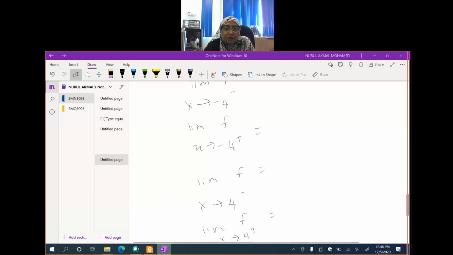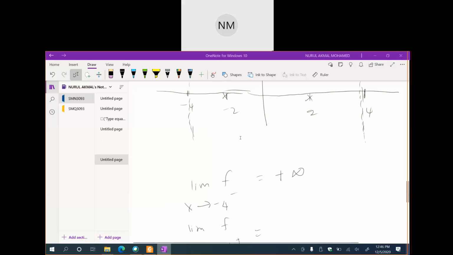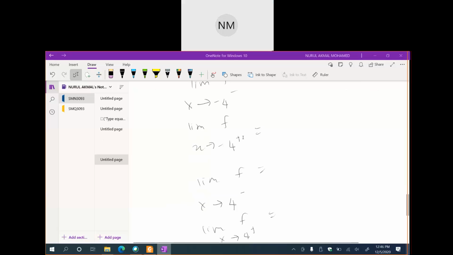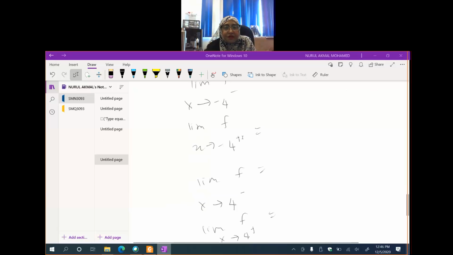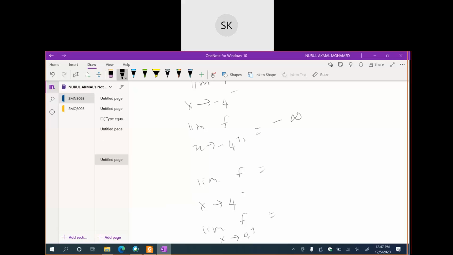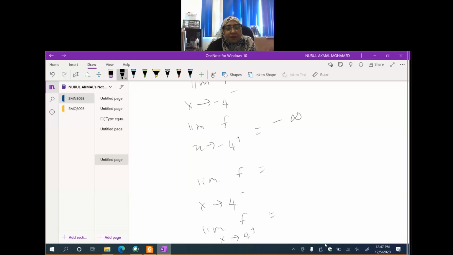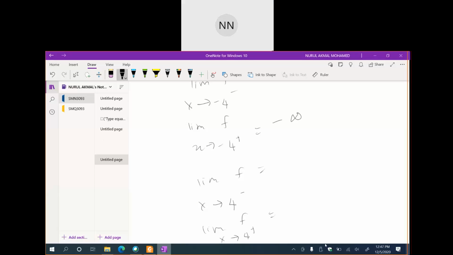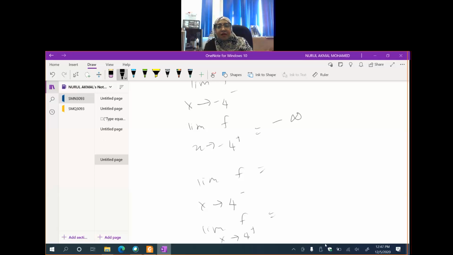Sorry, from the right. You might want to choose, let's say, negative 3.999. Okay? Negative 3.99. Negatively large number. Negative infinity. What about this one? 4 from the left and 4 from the right. Negatively large number. Negative infinity. And this one? Positive infinity. Okay?